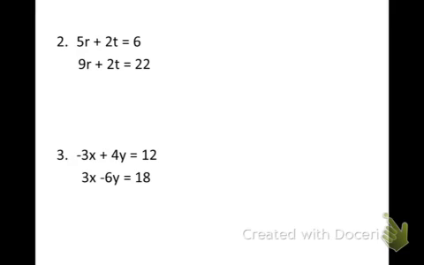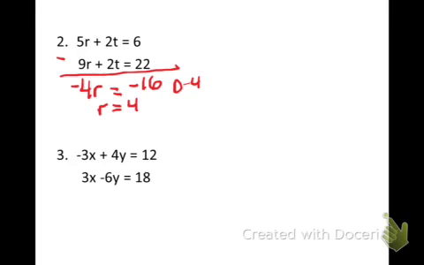So in this one we see the t's have the same coefficient, but they're both positive, so to get rid of those we would need to subtract the two. So 5r minus 9r is negative 4r, and 6 minus 22 would be negative 16. So make sure that you bring the subtraction across the equal sign. So the next step would be to divide by negative 4, and we get r equal 4.